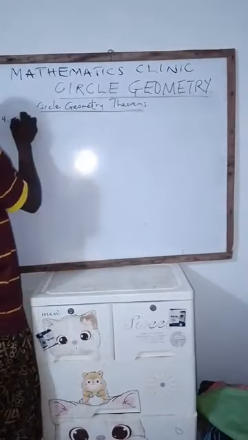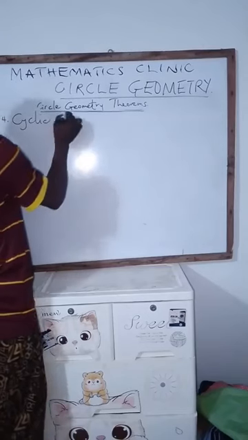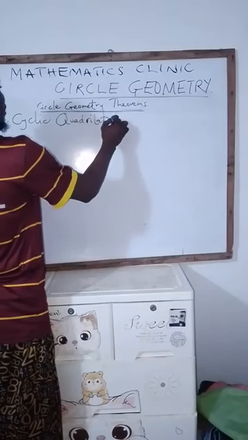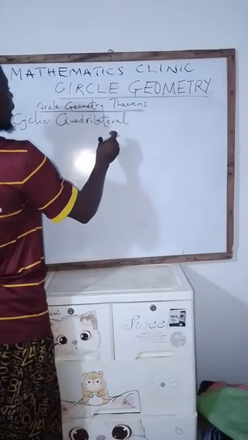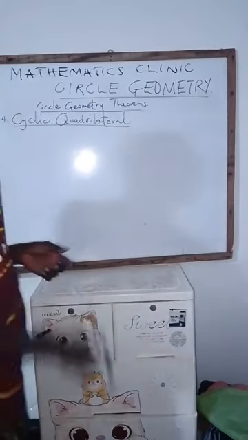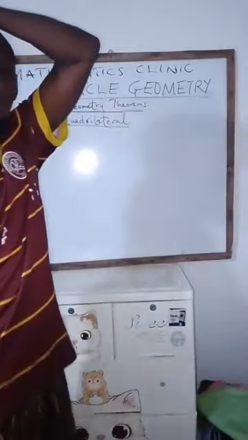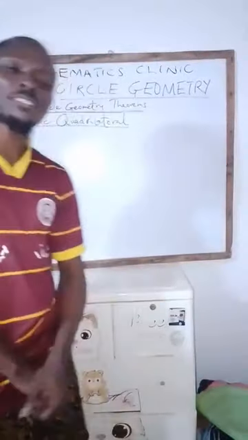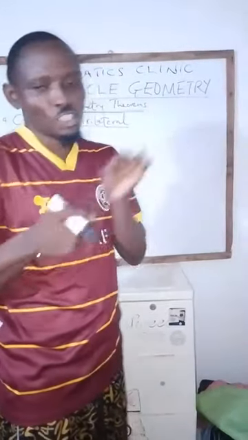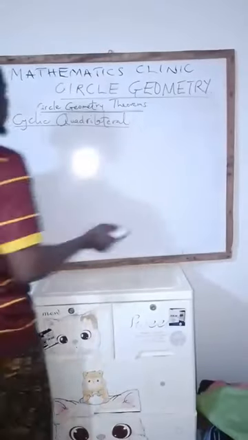Theorem number 4 deals with cyclic quadrilaterals. First things first, what is a cyclic quadrilateral? A cyclic quadrilateral is a four-sided shape drawn inside a circle, meaning a four-sided shape where the vertices of the shape are touching the circumference of the circle.